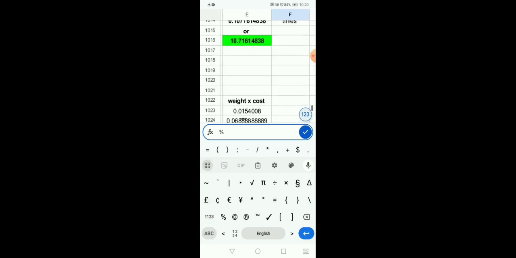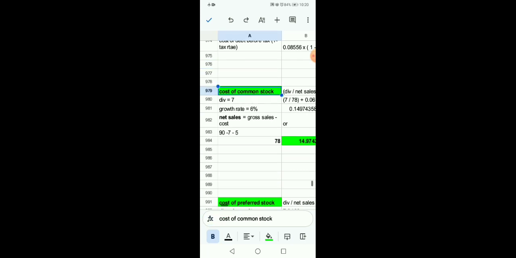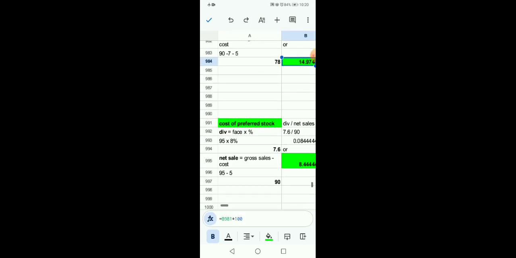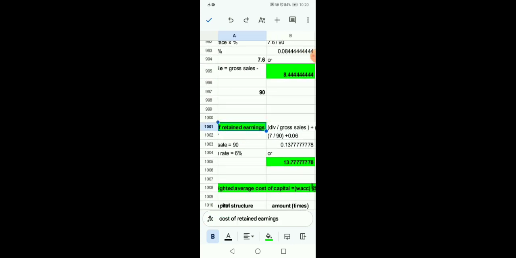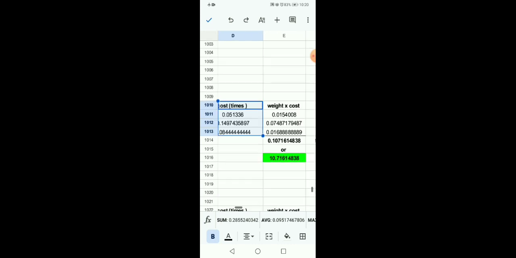This answer is in terms of percentage. In the whole question, what we have done is we calculated the cost of debt at the first step, and this was its answer. Then we calculated the cost of common stock, its answer, cost of preferred stock, answer, cost of retained earnings, answer, and then we calculated the weighted average cost of capital using common stock, not using retained earnings. We put weights, and costs were calculated on the above side, in the first part of the question, and here you have the answer of weighted average cost of capital according to common stock.